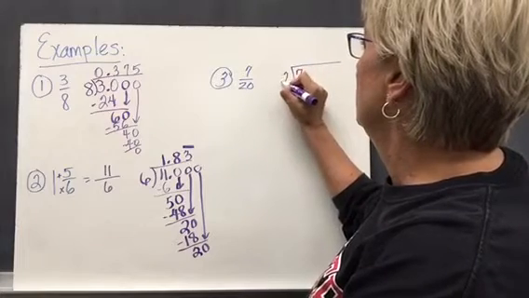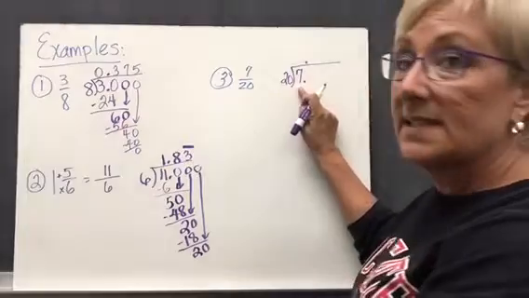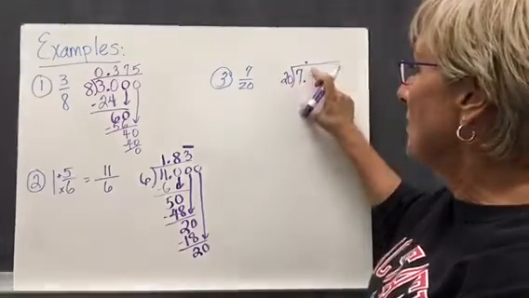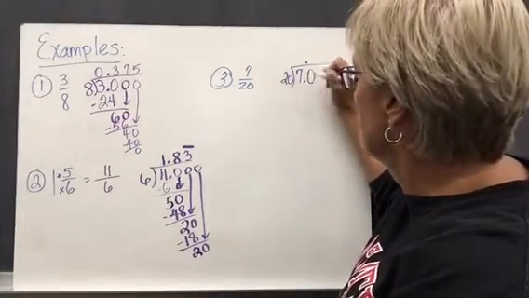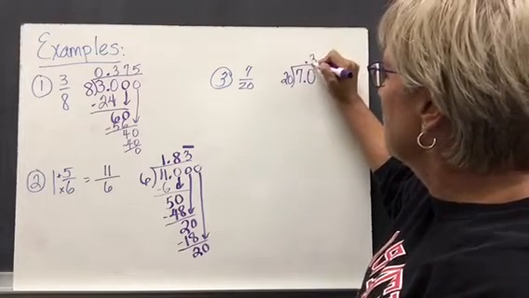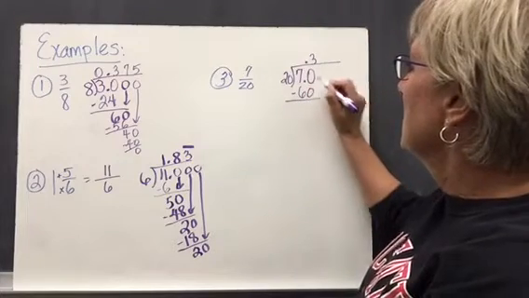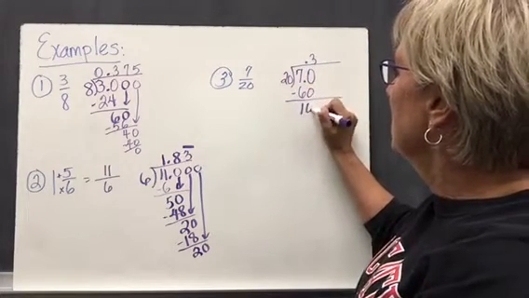Let's check this out. I know that 20 will not go into 7, so I'm going to place my 0 behind my 7, bring it up into the quotient. I'm going to add a 0. I know that 20 goes into 70 3 times. 3 times 20 is 60. 70 minus 60 is 10.